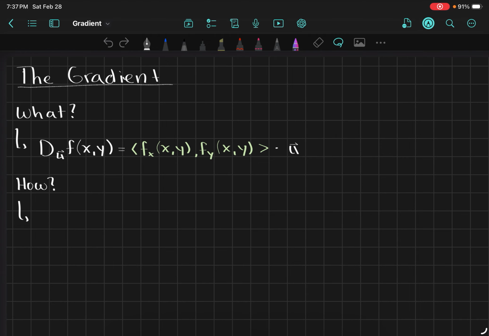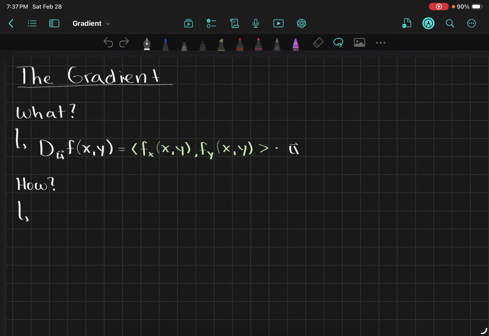Well, the gradient is the green section in our directional derivative theorem. It is the vector with its individual parts of our partial derivatives. So we have our partial derivative of x of our function f(x,y), and our partial derivative of y of our function f(x,y) in a vector. That is essentially what the gradient is.